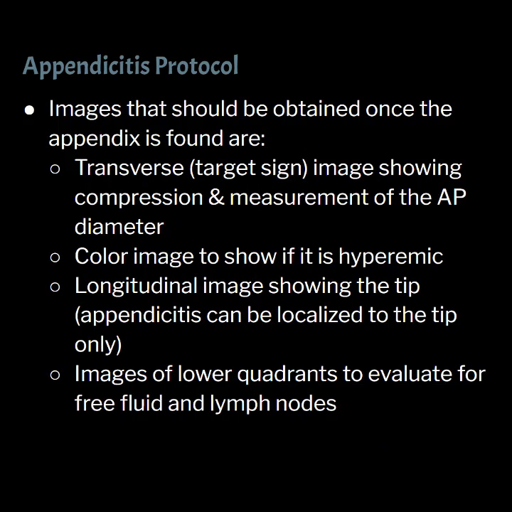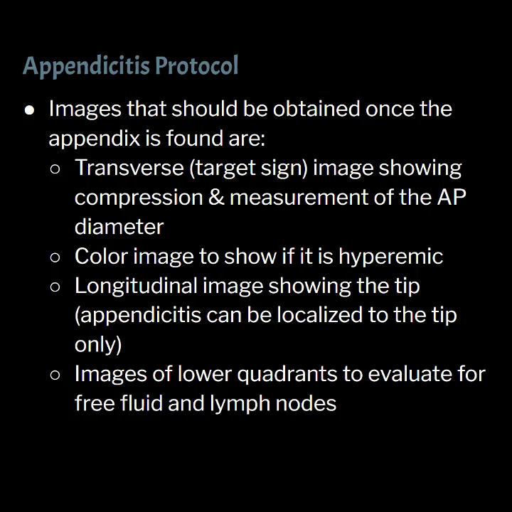Once the appendix is visualized, there are pictures that we want to make sure that we take. We want to take it in a transverse view. Quite often you'll take multiple pictures, one at the tip, maybe one at midline, one proximal, and then one where it joins up with the cecum. The best picture that shows the transverse image of the appendix should be measured in the AP diameter. Again, over 6 millimeters is typical for positive appendicitis.